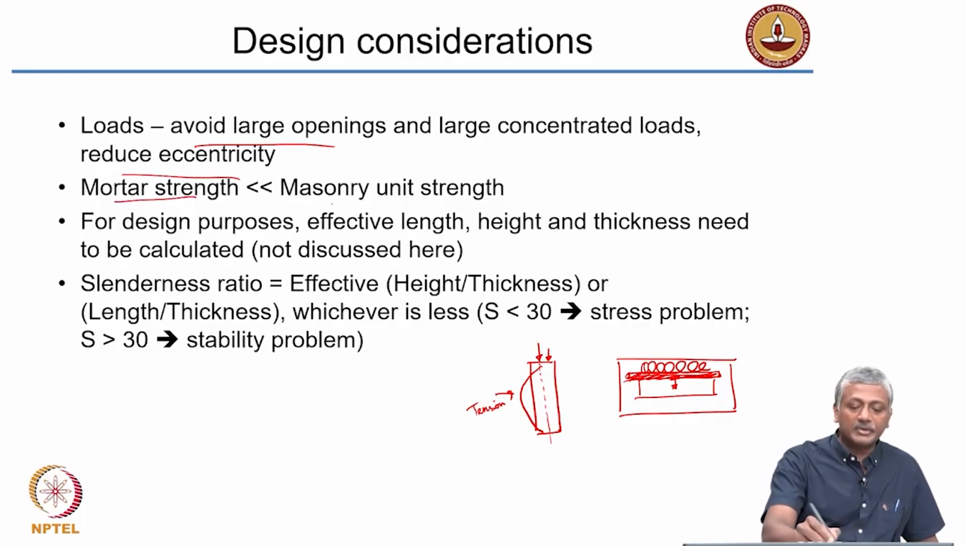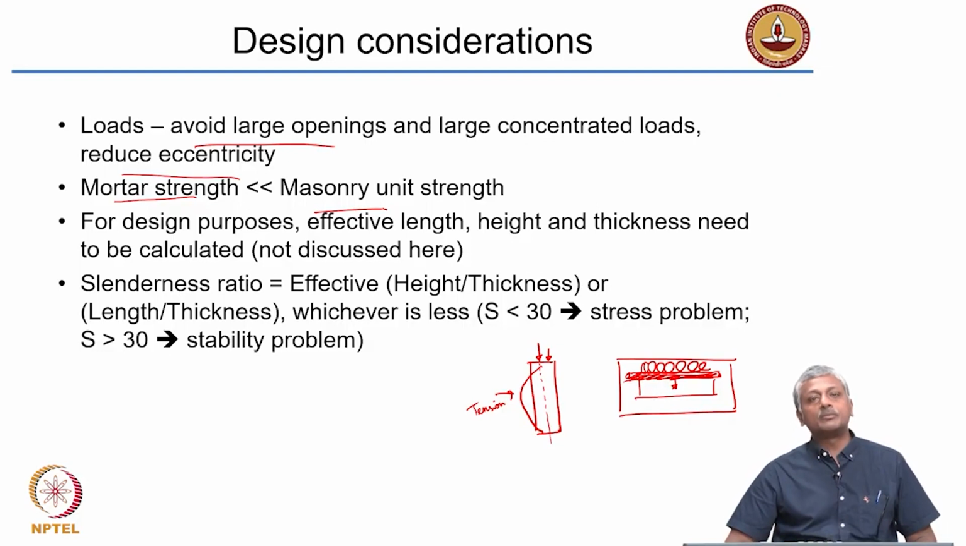Again, mortar strength is typically much lesser than the masonry unit strength because the mortar failure will lead to a slow and steady failure of the building. It won't lead to a sudden collapse, okay.